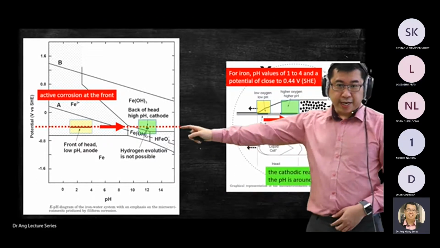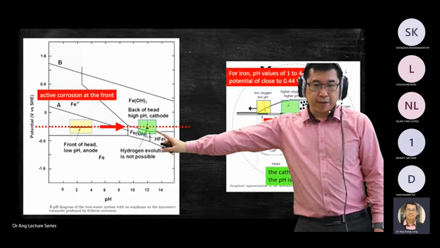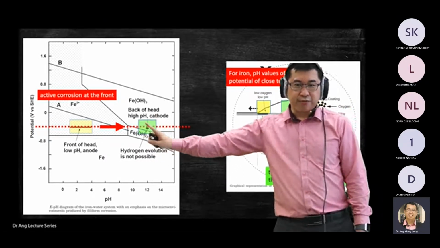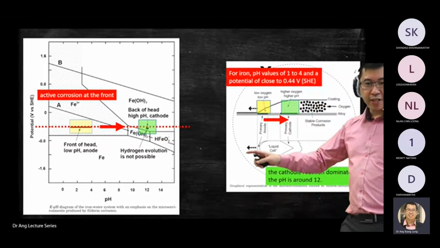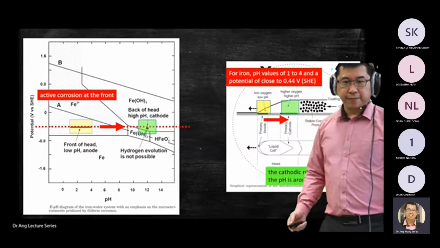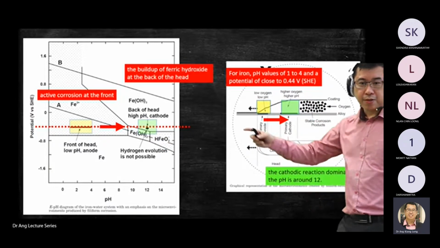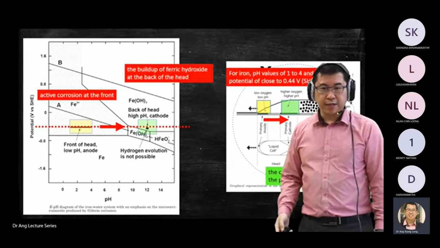Okay, so I identified this with the green box. In exam or test, don't draw the green box. I just highlight it for you for the clarity of the lecture. So this is just what I mentioned just now.